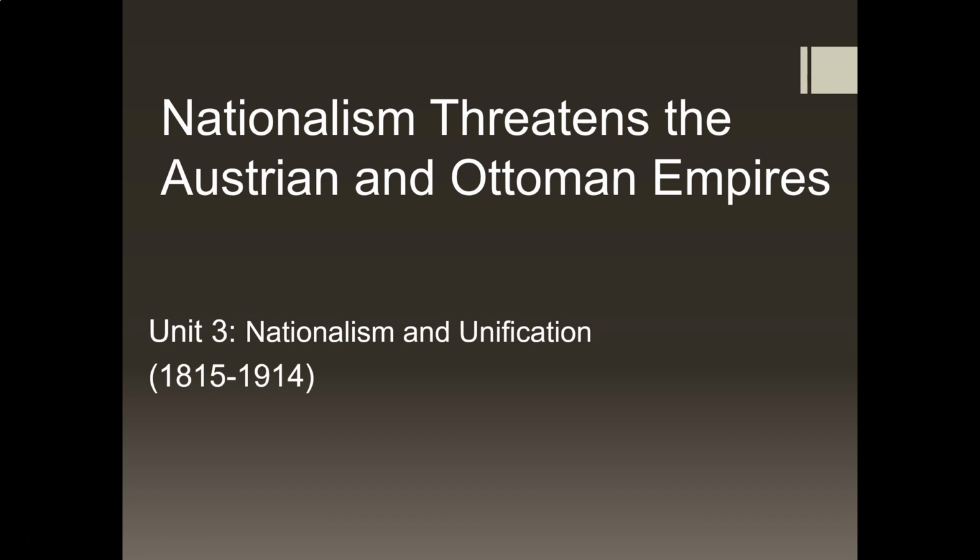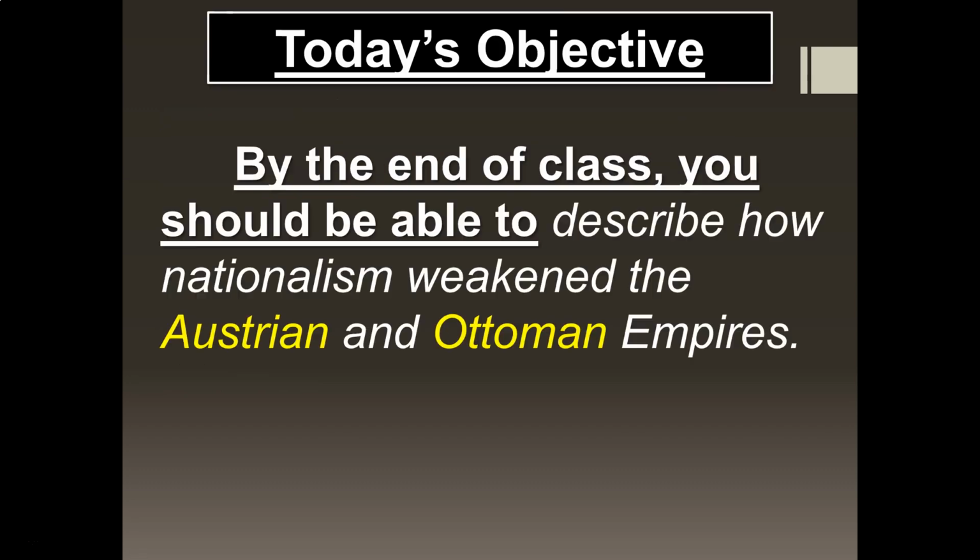We've covered so far what nationalism is. We've also covered the unifications of Italy and then Germany, and talked about Germany's strength. And today we're going to go back to the topic of nationalism again, and we're going to look at how it weakened two empires in Europe. One's called the Austrian Empire, the other's called the Ottoman Empire. So let's get into it and figure out what's going on with nationalism.